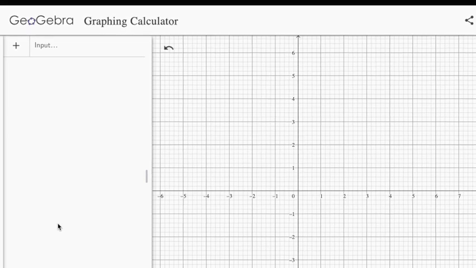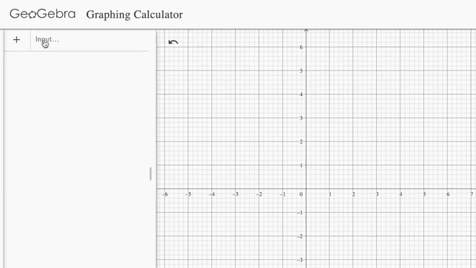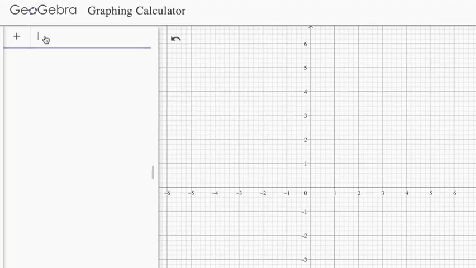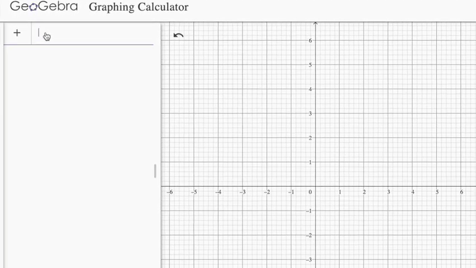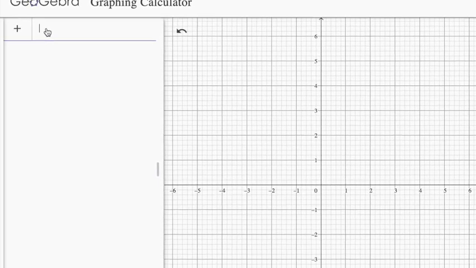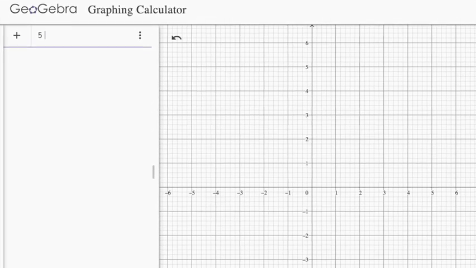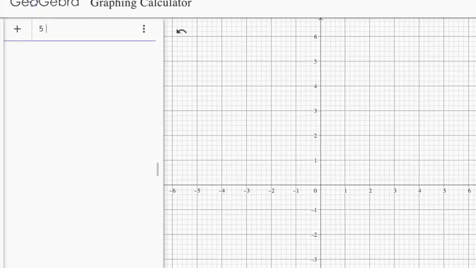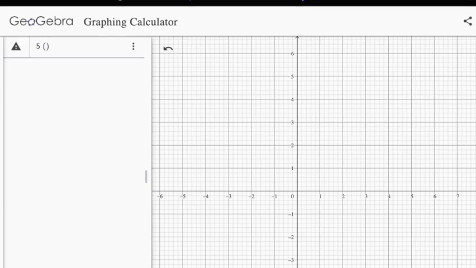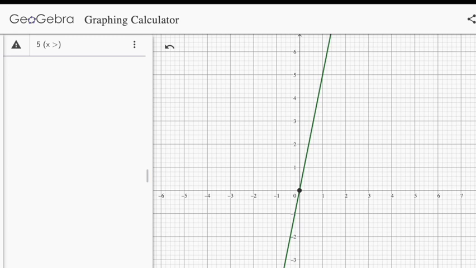So to graph a piecewise function, I'm just going to make something up. Let's say I want to have 3 pieces. The first piece I want to be a constant function. I want it to be the constant function 5, but I want to restrict it to the domain of, let's say, x is greater than 7.